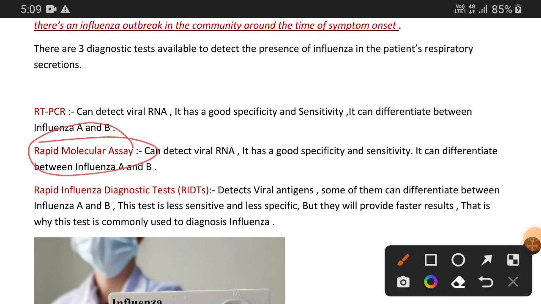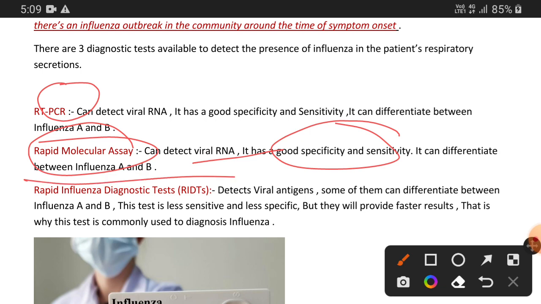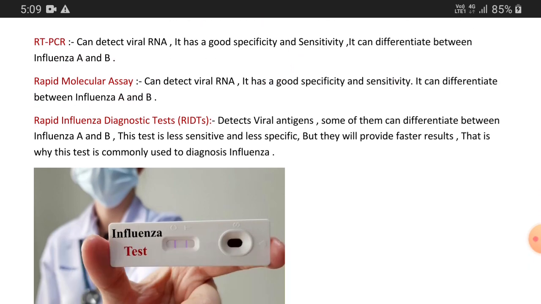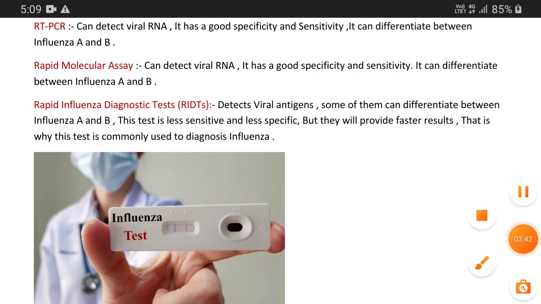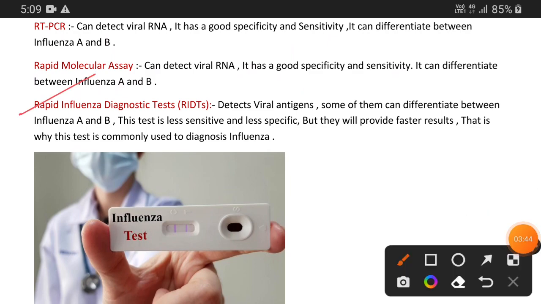Now, the rapid molecular assay can also detect viral RNA. It is similar to RT-PCR, it also provides good specificity and sensitivity, and it can differentiate between influenza A and B. But the most common test that we use is the rapid influenza diagnostic test. It detects viral antigen, and some of them can differentiate between influenza A and B.